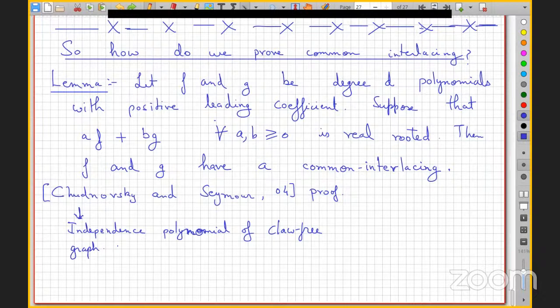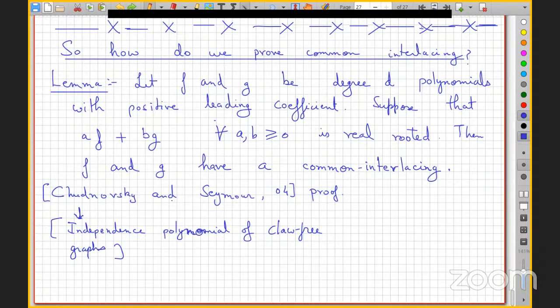It's a short 11-page paper. I didn't mention this, but the Heilmann-Lieb theorem, their proof of the real rootedness of the matching polynomial, is also based on interlacing. So in that sense, interlacing is a really old idea. The proof we did was slightly different, but the proof I'll do is from this paper, though it's older.